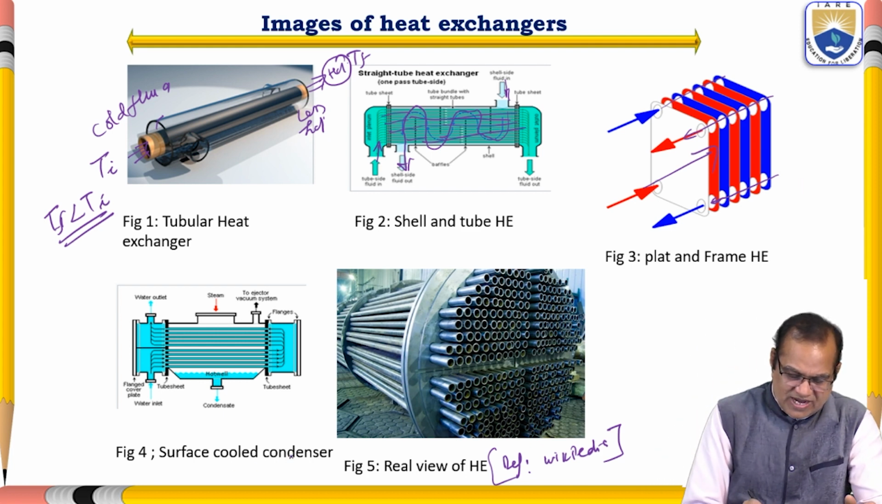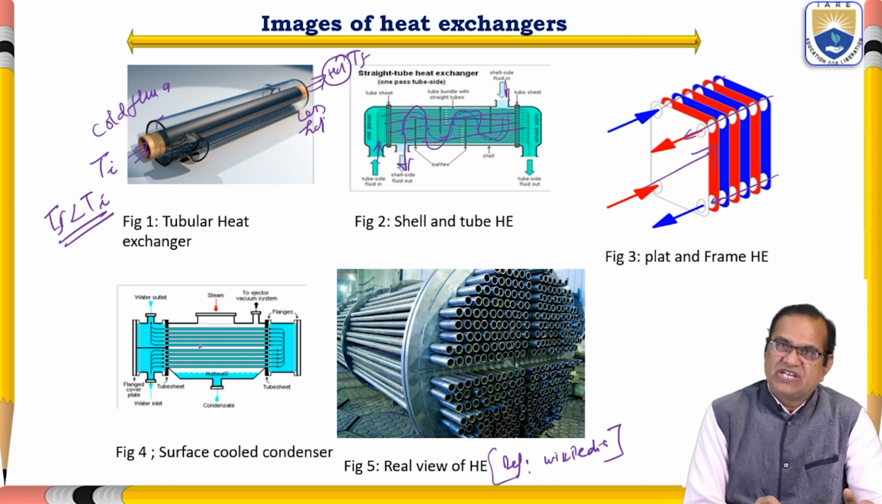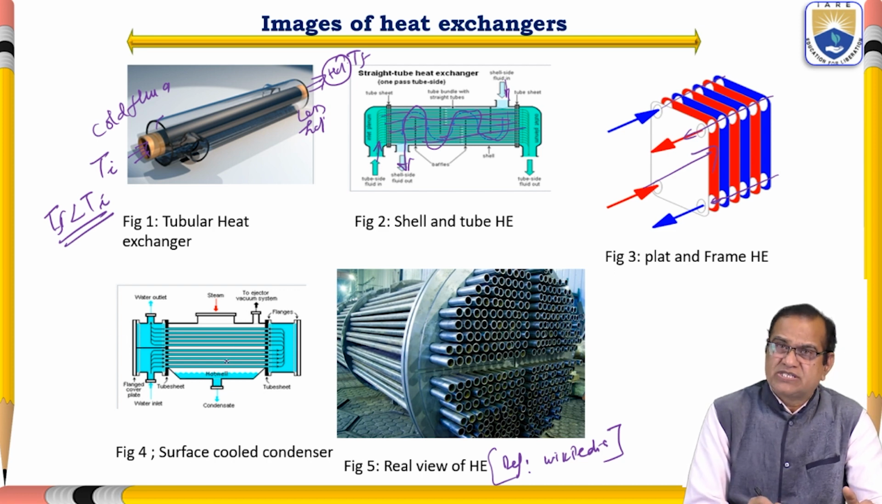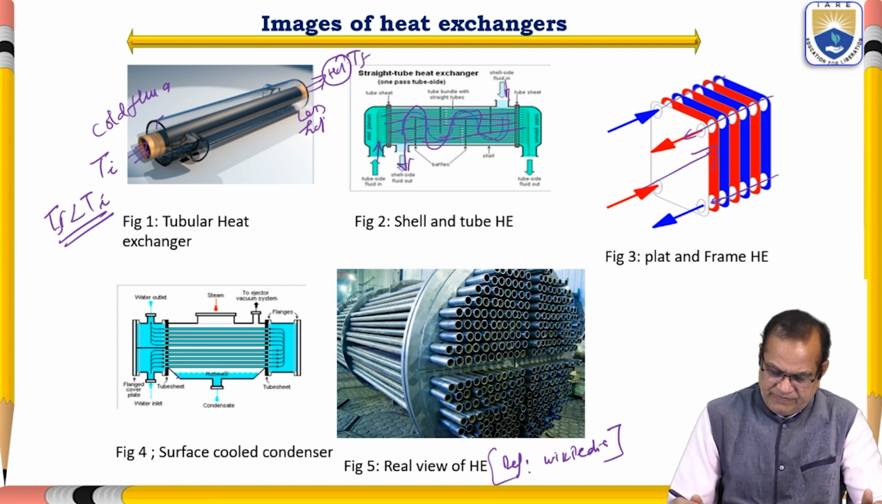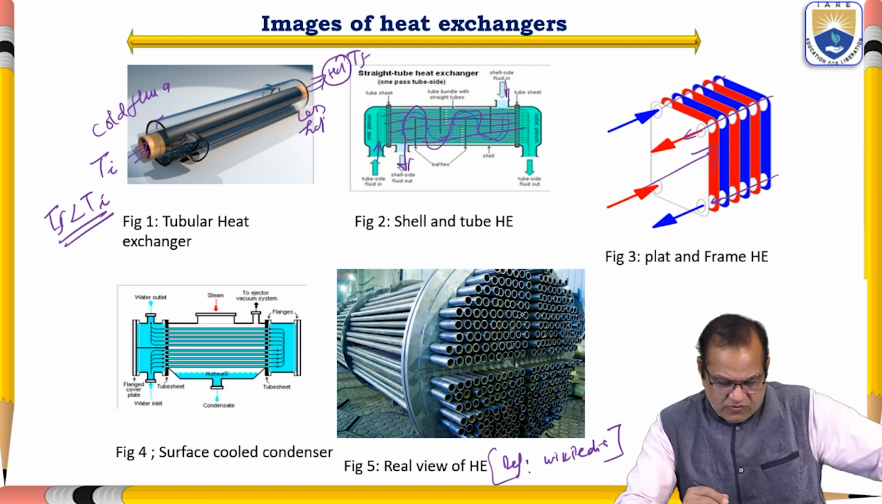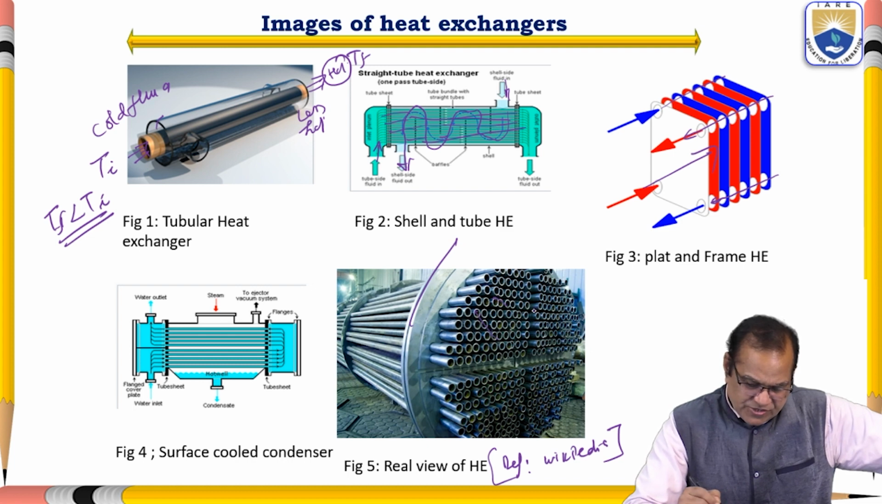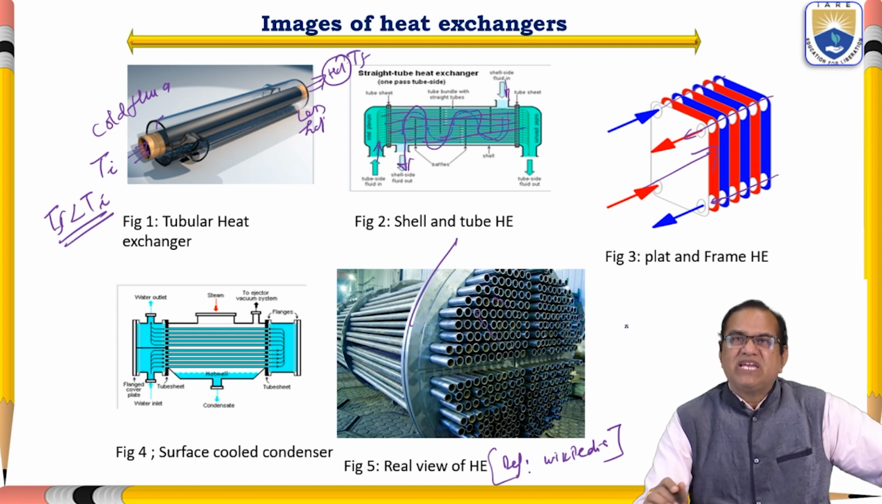Surface cooled condenser is another type of heat exchanger, and this is normally used in bigger malls, cinema halls and so on for air conditioning purposes, or for cooling the steam of the system. And here you can see a real view: these are the plates and these are the pipes, it is entering, and in this way heat exchangers are made.